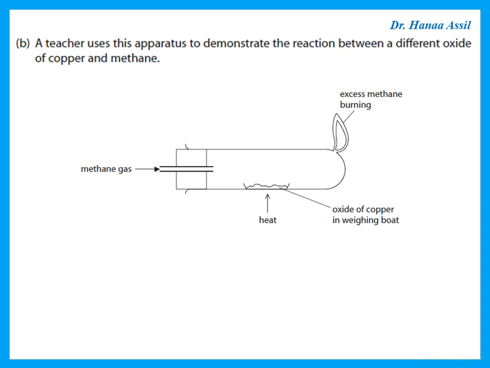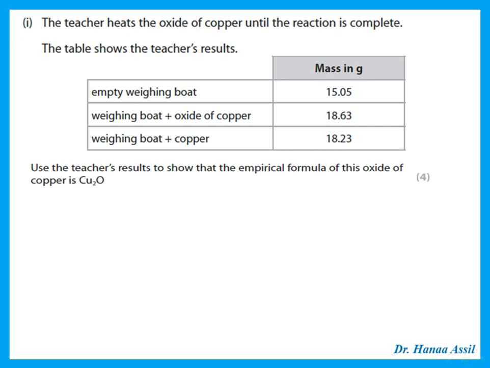A teacher uses this apparatus to demonstrate the reaction between a different oxide of copper and methane gas. So he has an oxide of copper and methane gas. The teacher heats the oxide of copper until the reaction is complete, and he has these results. Use the teacher's results to show that the empirical formula of this oxide is Cu2O.